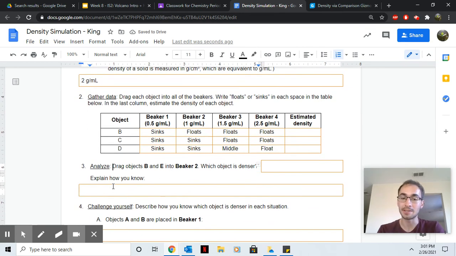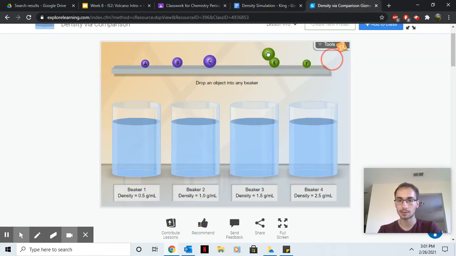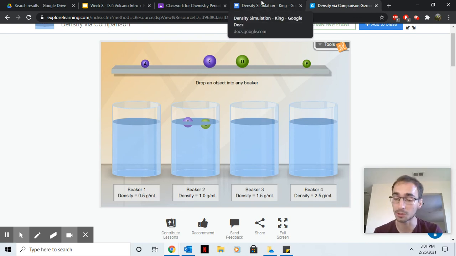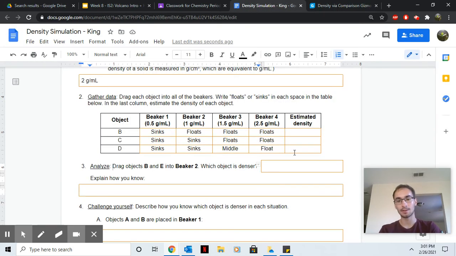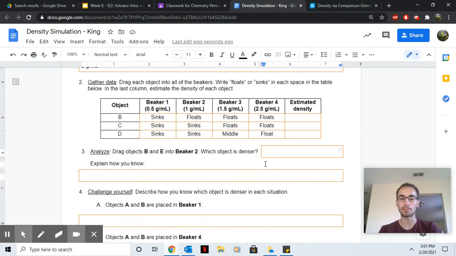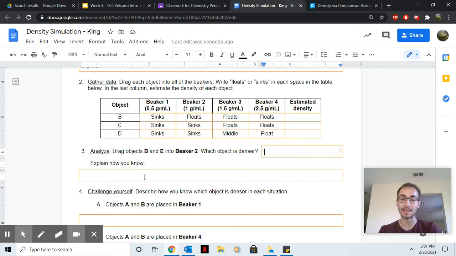Now drag objects B into beaker 2. Which object is denser? Okay, I'm going to put these back on the shelf. Let's try this. So which one is denser, B or E? B is the purple one, E is the green one. Which one is more dense? Remember, more dense will be sinking or closer to sinking. So please write down which one is more dense and then how did you figure it out?